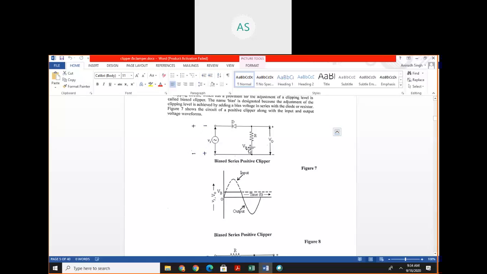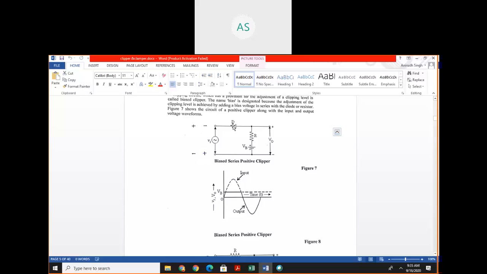Then for the positive half cycle, here Vb is positive, negative, positive. This means in this case the input voltage is not additive with Vb. Suppose the value of Vb is 5 volt. The peak voltage of the input signal is Vm, and the value of Vm is 5 volt. If the value of Vm is 5 volt and the value of Vb is 2 volt, it means 5 minus 2 is 3.